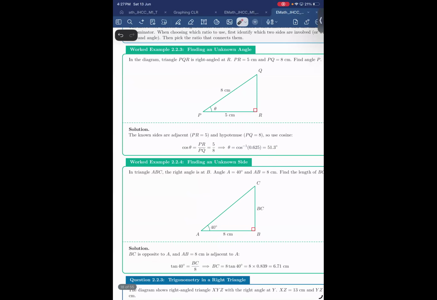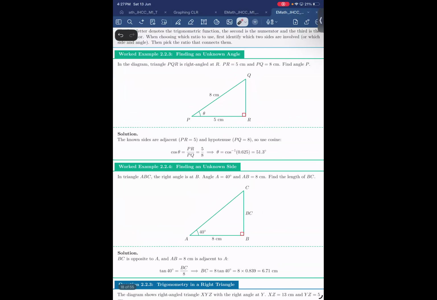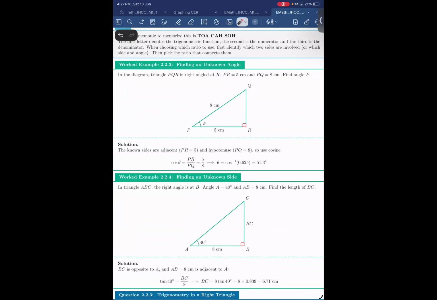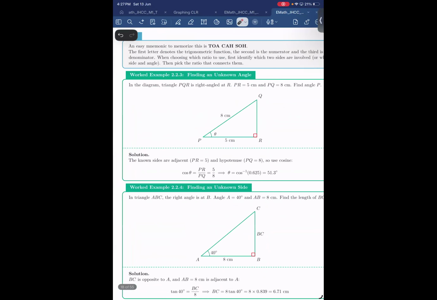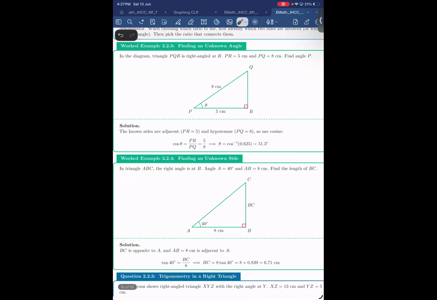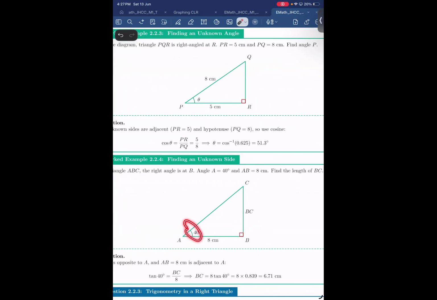Next, in a triangle ABC, the right angle is at B. You're given 40 degrees, and you're given a side length. Find the length of BC. In this case, we know the angle this time, but what we don't know is the side. Based on this angle, we know the adjacent, and we want to find the opposite.